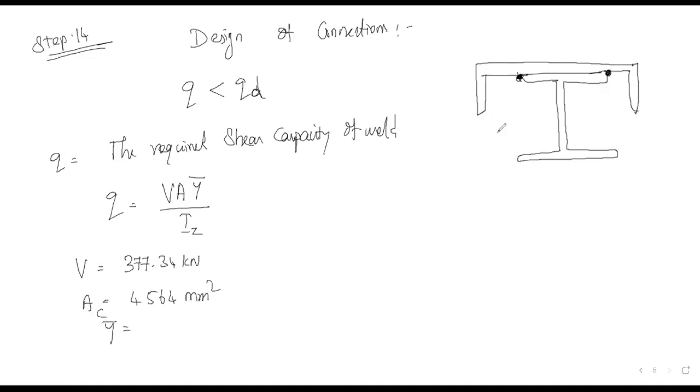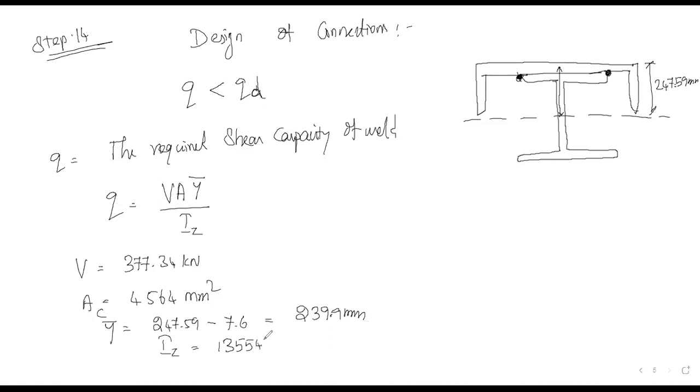Then Y bar. We already calculated that the centroid of the section lies at 247.59 mm from the top compression flange. With respect to this, we take the height of the channel section: 247.59 minus 7.6, so that we get 239.9 mm. The IZ value we have calculated in step 6, 10 to the power 4 mm to the power 4. If I substitute all this in the formula, then I get the Q value of 304.82 Newton per mm.